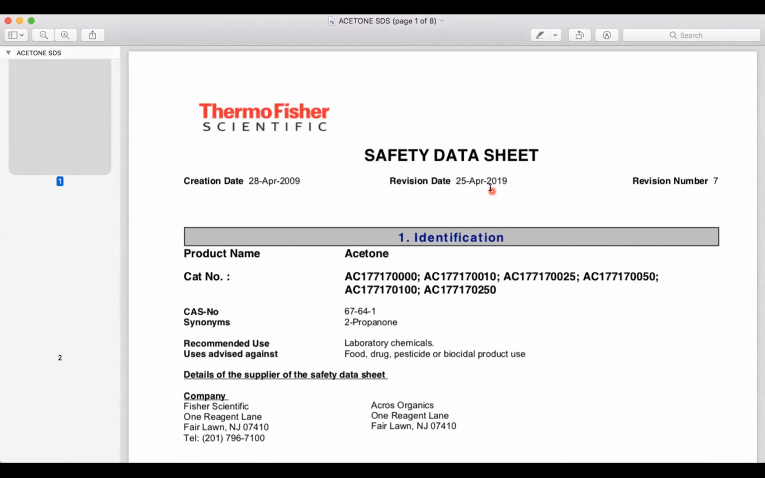So next time, we're going to be talking a little bit more about hazard information and proper sample labeling. Until then, take care.